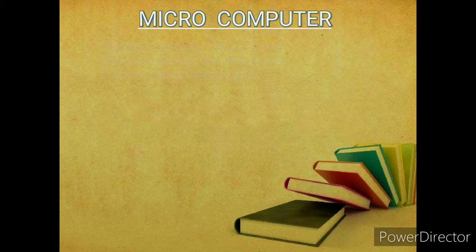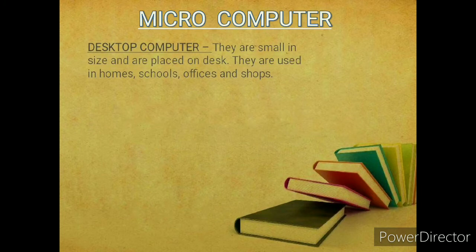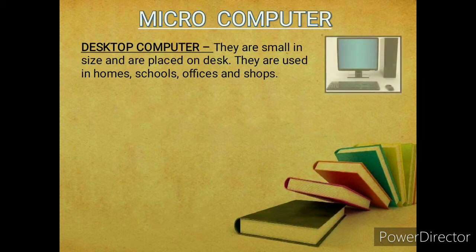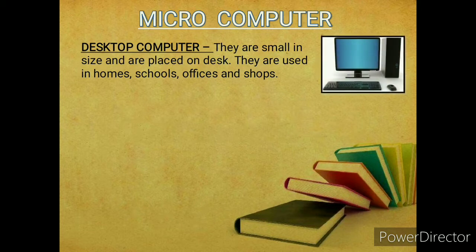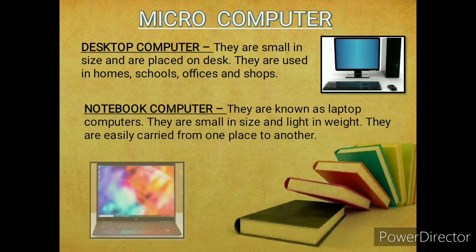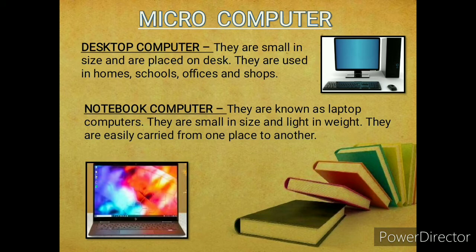Microcomputers are of two types. First is desktop computers. They are small computers and placed on table or desk. We can see these types of computers in schools, offices and shops. Second is notebook computer. They are basically the laptop computers which are small in size and light in weight. We can carry them easily from one place to another.